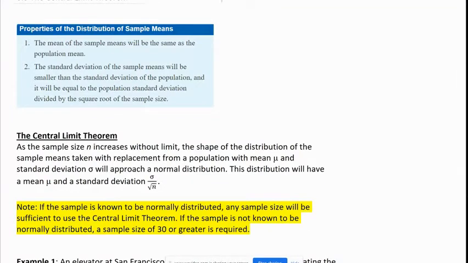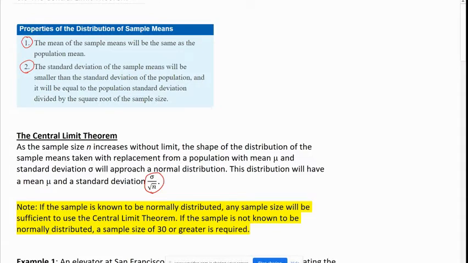Hello, everybody. Today we just have a short lesson on section 6.3, which is on the central limit theorem. Here we're talking about using sample means to represent a population mean. We're going to utilize these properties: the mean of sample means will be the same as the population mean, and the standard deviation of the sample means will be smaller than the standard deviation of the population. It'll be equal to the population standard deviation divided by the square root of the sample size. And that is represented down here as well.